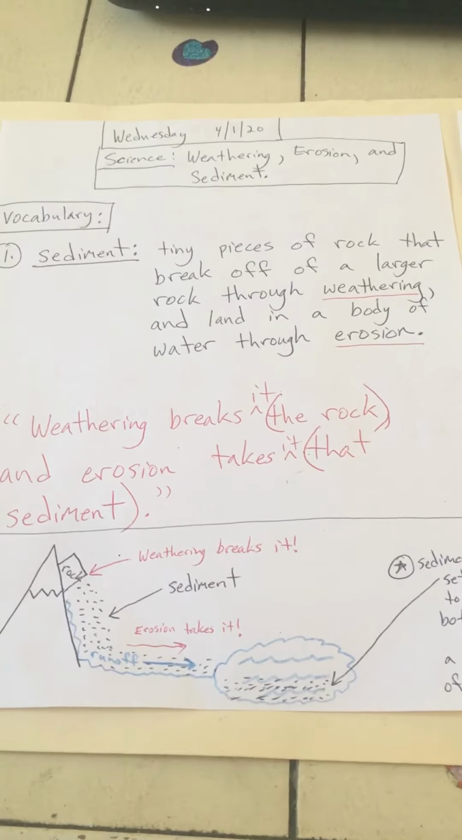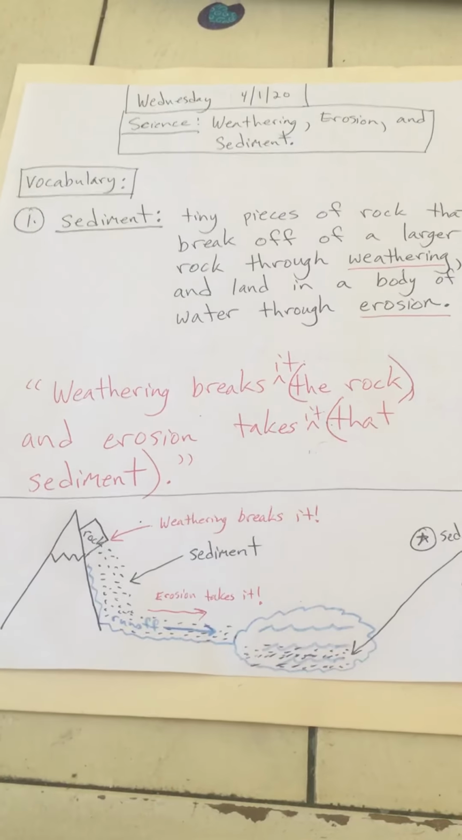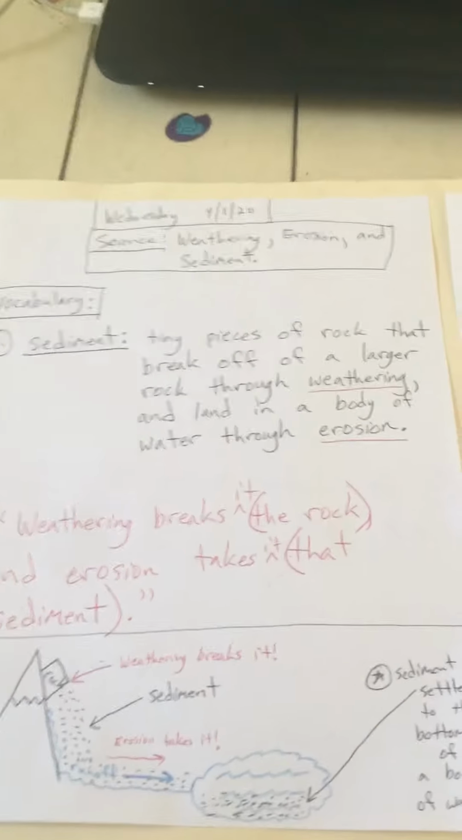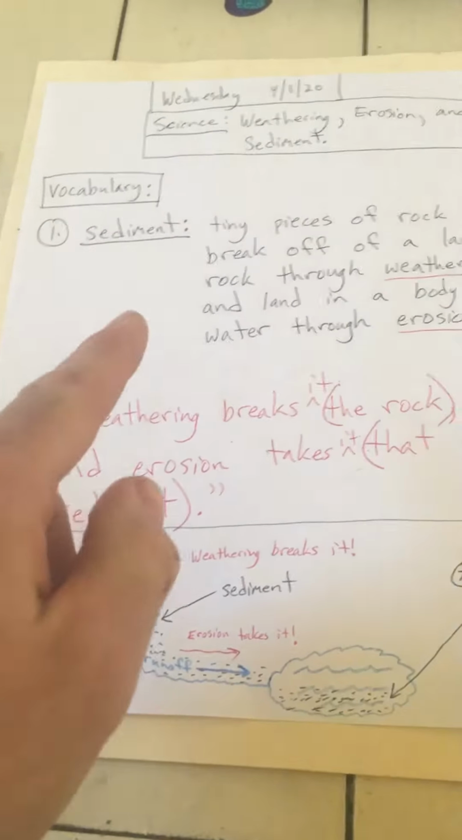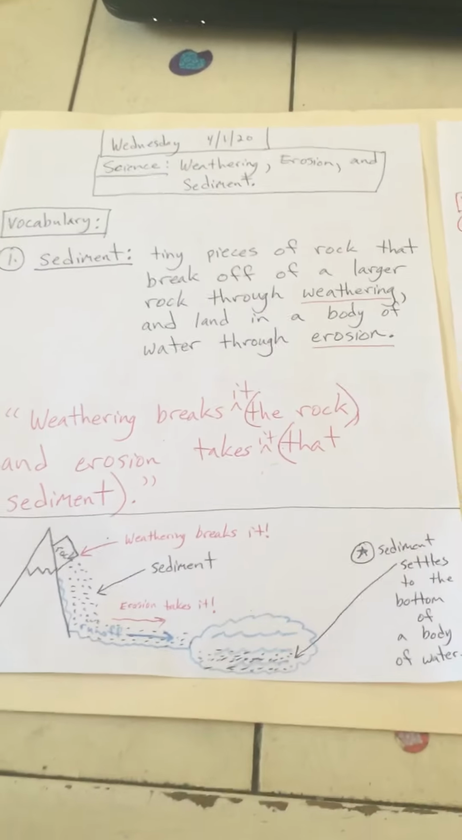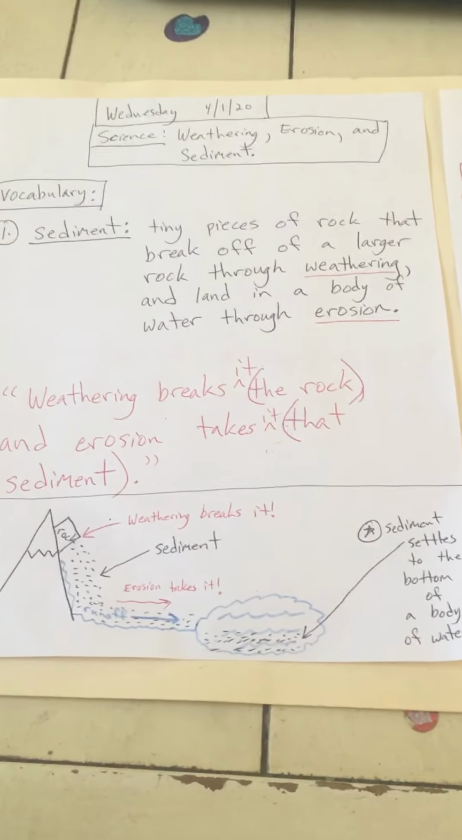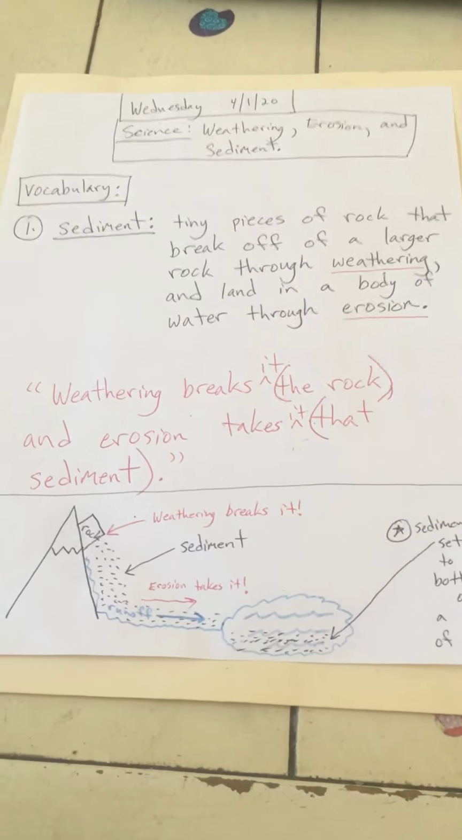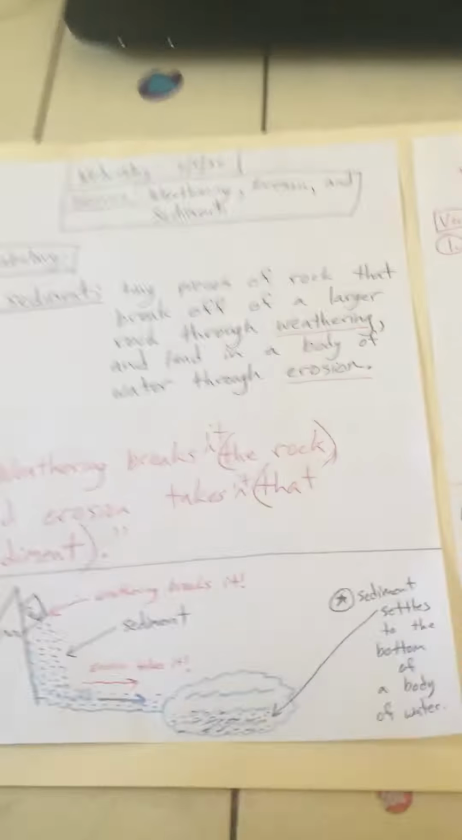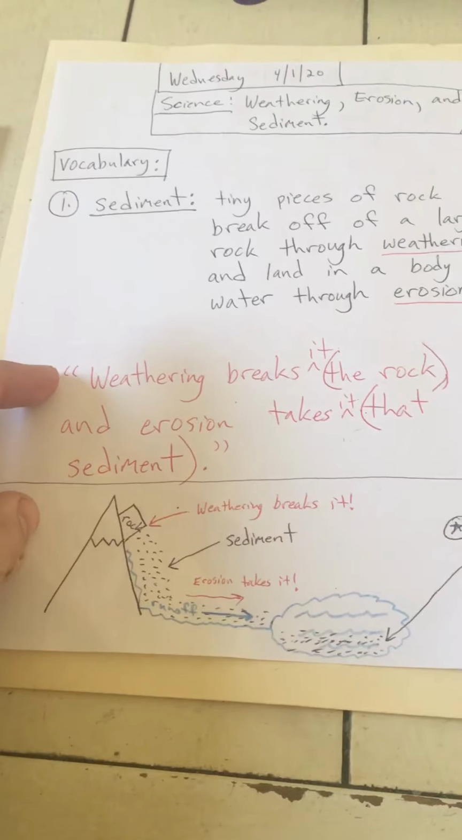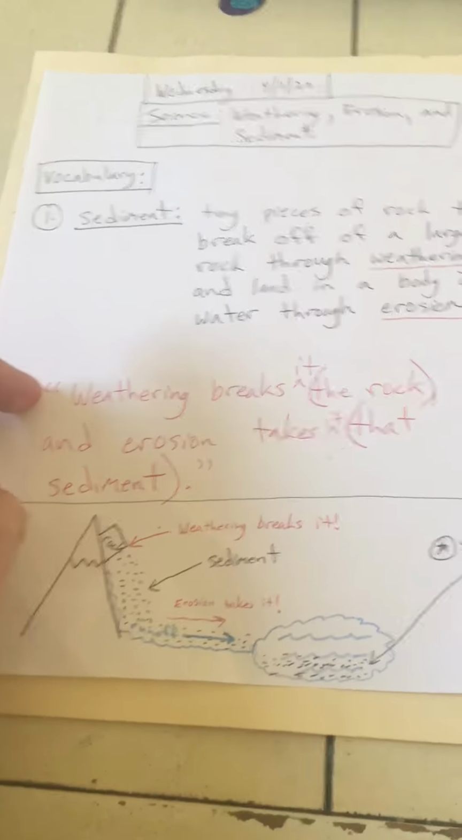All right, so let's do a quick review. What we learned yesterday, on April 1st, was about weathering, erosion, and sediment. So we learned a new vocabulary term called sediment. Those are the tiny pieces of rock that break off of a larger rock through weathering and land in a body of water through erosion. So we've been saying this saying all week. Weathering breaks it and erosion takes it.